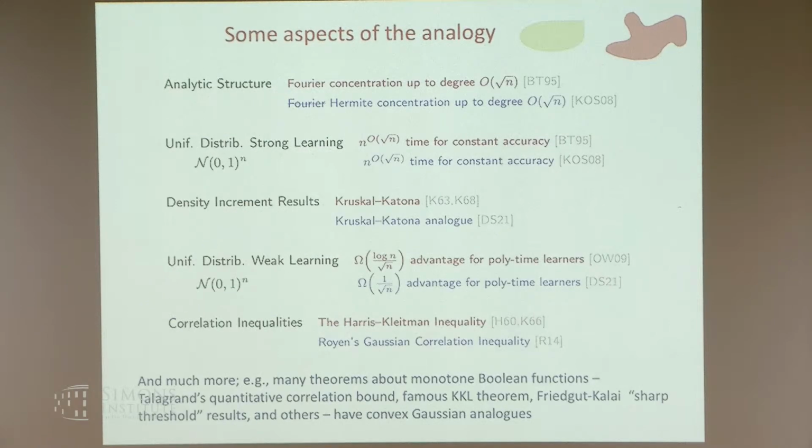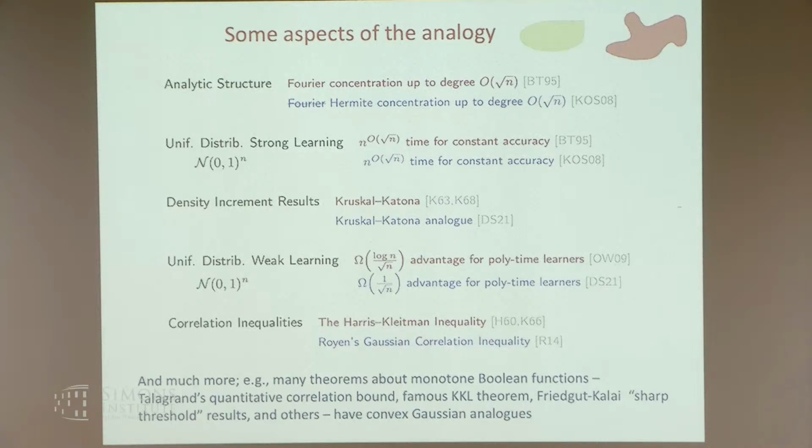I'm not going to go through this slide, but over the last number of years, people have established connections between the analytic structure of monotone functions and the analytic structure of indicator functions of convex sets in the continuous setting, and combinatorial things like density increment results and correlation inequalities. These structural results have implications for algorithms. In particular, the learning picture lines up both ways.